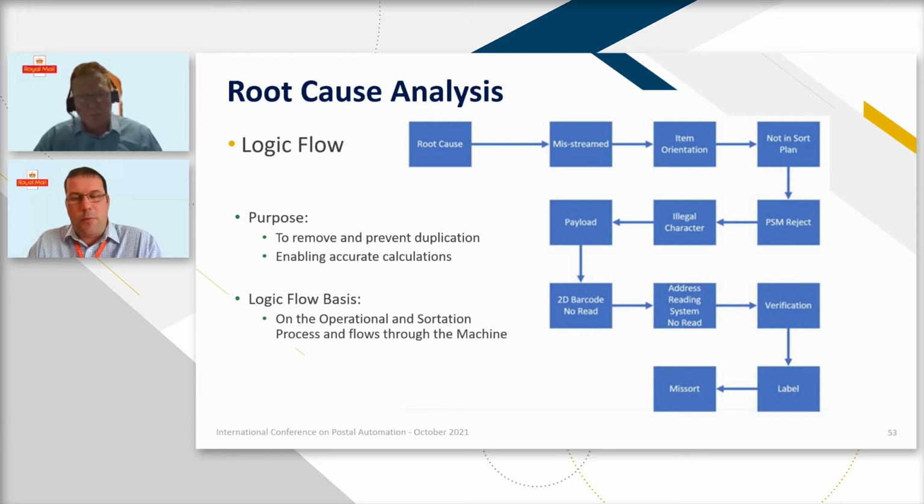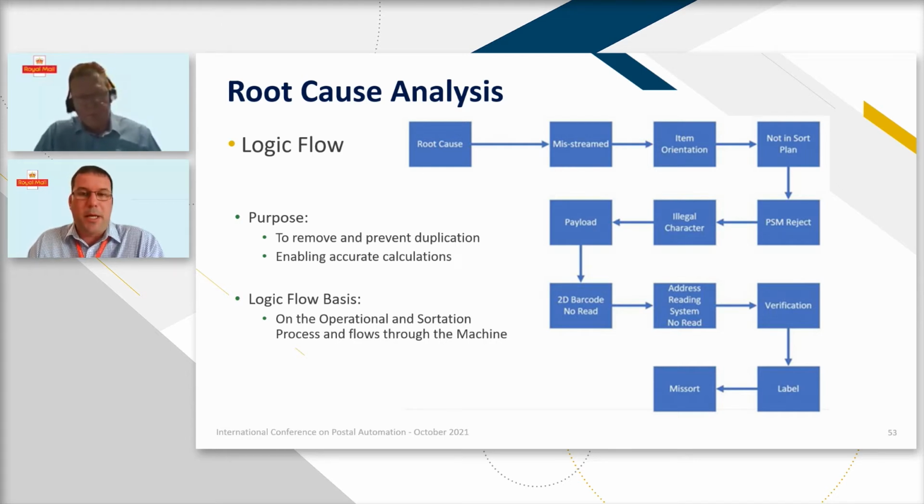As you can see here, we started off with misstreaming. These are items that were not meant to be in the Track 48 product stream. Then items that were not orientated to a camera on the machine, so the camera would not have read the barcode. Not in sort plan, we've previously talked about, where the postcode contained within the barcode was not contained or was incorrect. Machine rejects, where the machine has deemed that the item can't be processed for whatever reason. Illegal characters, so these are characters that are not contained within the C40 character set, and for us at the time, a classic example of that was a comma in the address.